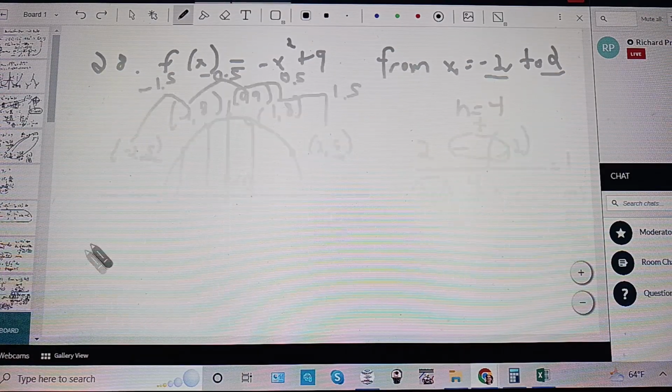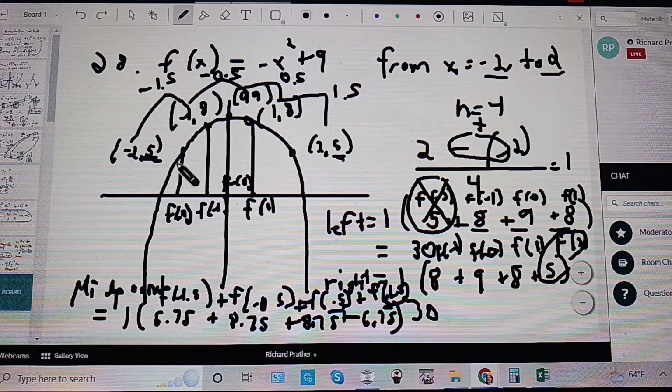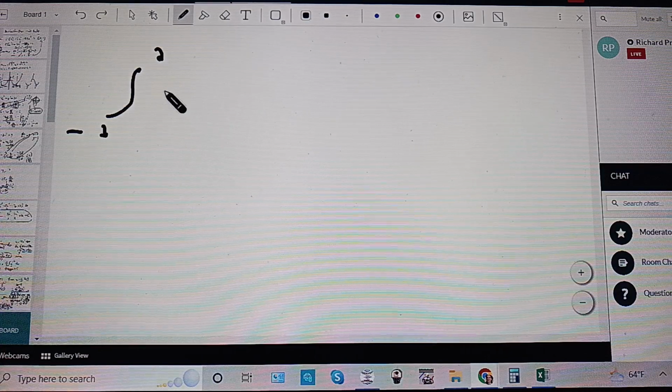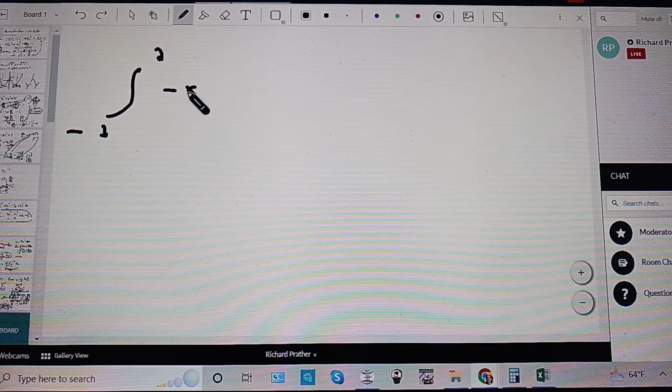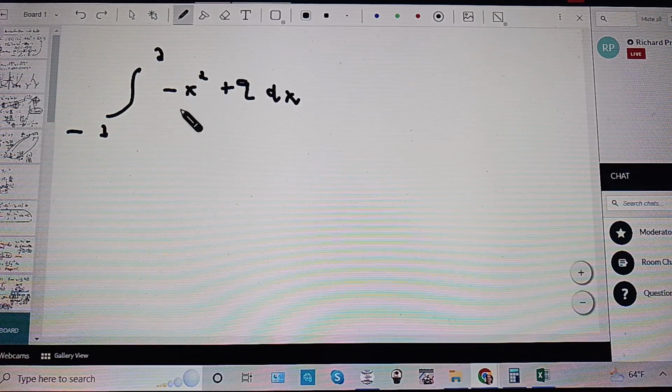In fact, I could know the exact answer to this by just doing an integral from negative 2 to 2, because the graph is entirely above the x-axis for the portion I care about. And it would be easy to do the antiderivative of this and use the fundamental theorem of calculus, which we're about to do on problem number 29 anyway.